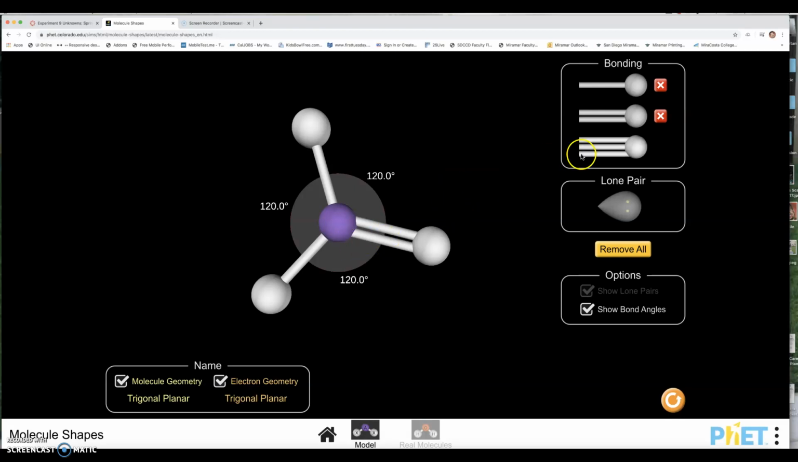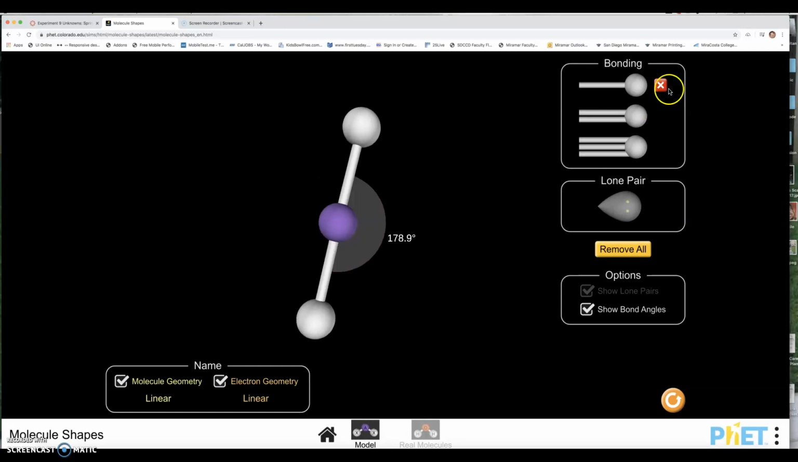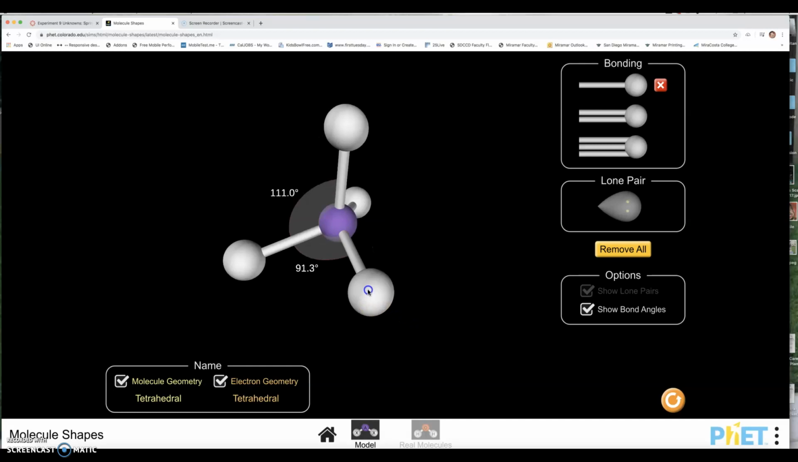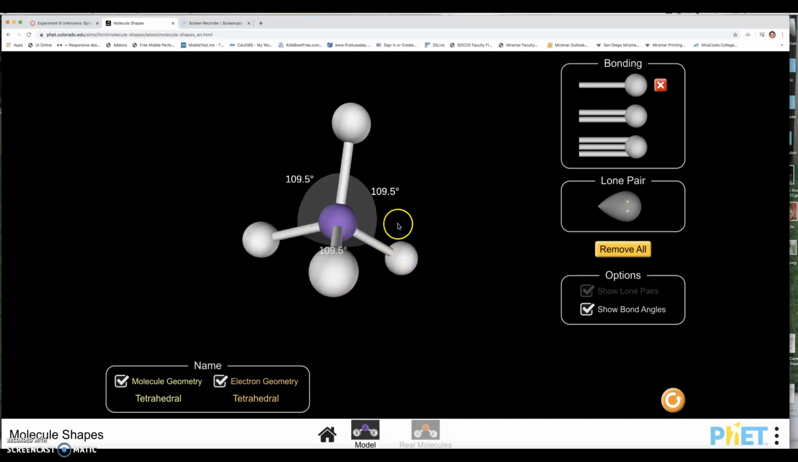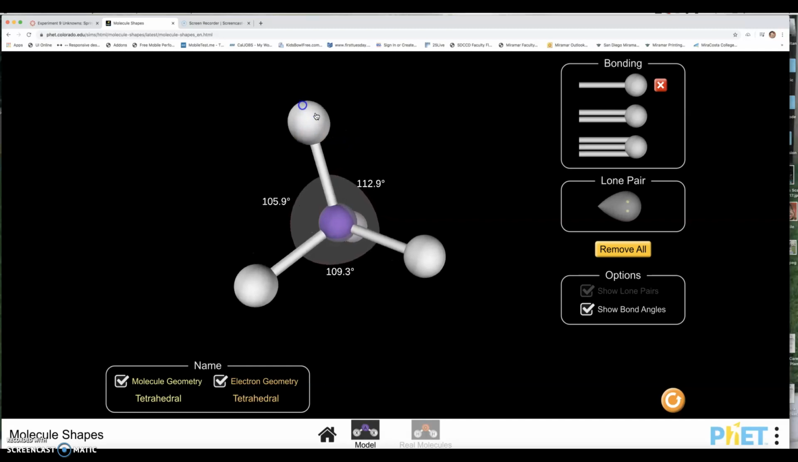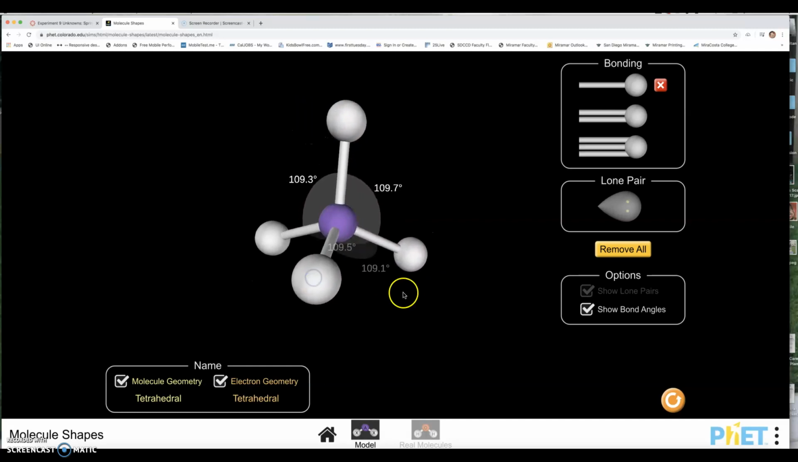Now, the other thing we can think about is what if we have four electron groups or four atoms bound? When we have four atoms bound, we see in the simulation that unlike 2D drawings where it looks like the maximum bond angle is 90 degrees, here we have 109.5 degrees, which is a bigger angle than 90. So I really like how this shows that. We also see that the electron geometry is tetrahedral and the molecular geometry is also tetrahedral.